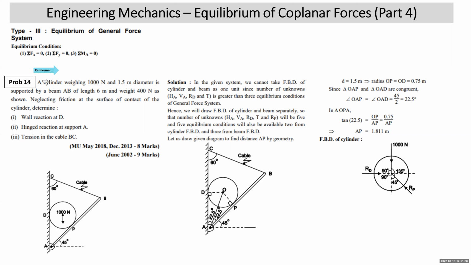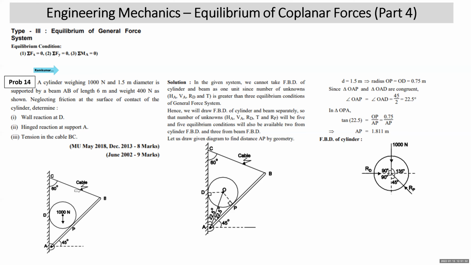Let's read the sum. Question number 14. A cylinder weighing 1000 Newton and 1.5 meter diameter is supported by a beam AB of length 6 meter and weight 400 Newton, as shown. Neglecting friction at the surface of contact of the cylinder, determine number 1, wall reaction at D, hinge reaction at support A, that means I need the resultant reaction at A, and tension in the cable BC.